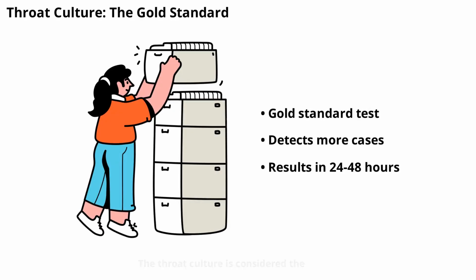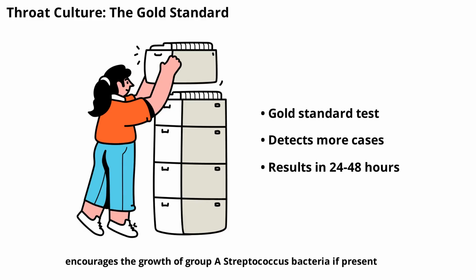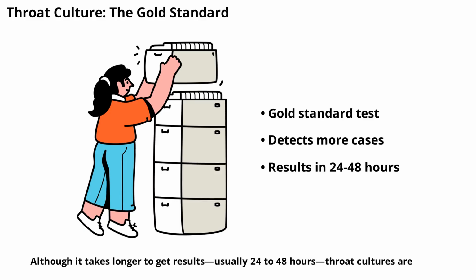The throat culture is considered the gold standard for diagnosing strep throat. This test involves swabbing the throat and tonsils, then placing the swab on a special culture medium that encourages the growth of group A Streptococcus bacteria if present. Although it takes longer to get results, usually 24 to 48 hours, throat cultures are more sensitive than RADT and can detect infections that the rapid test might miss.